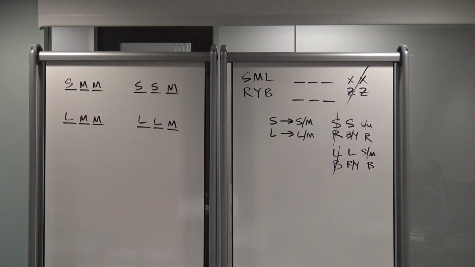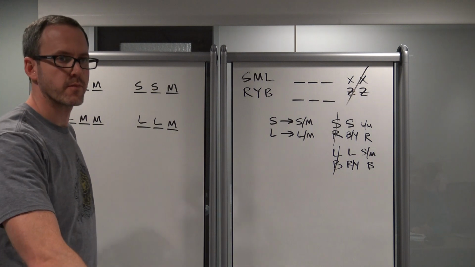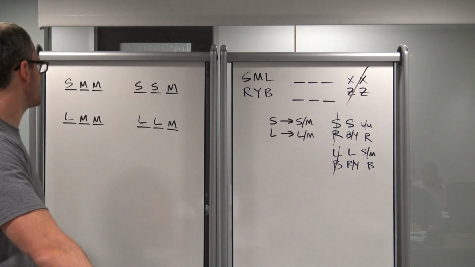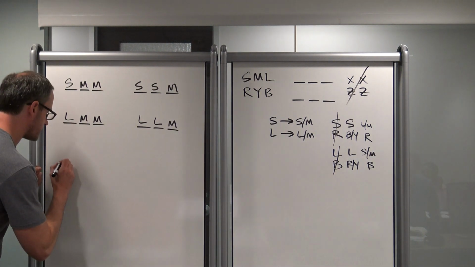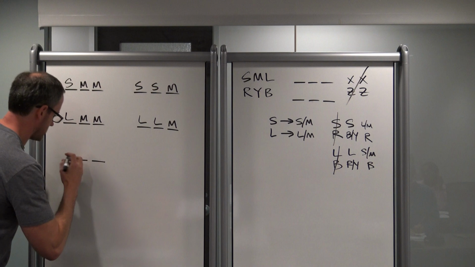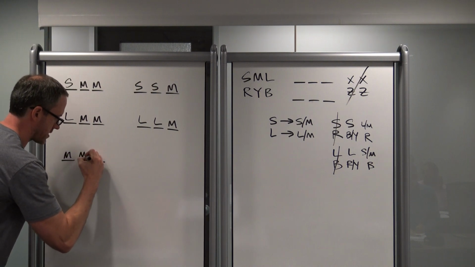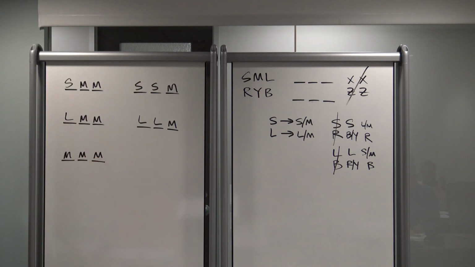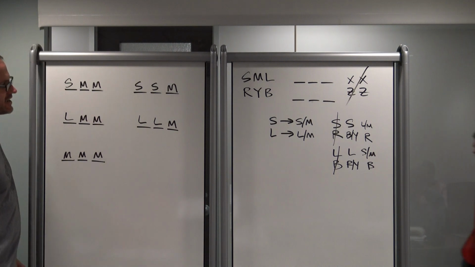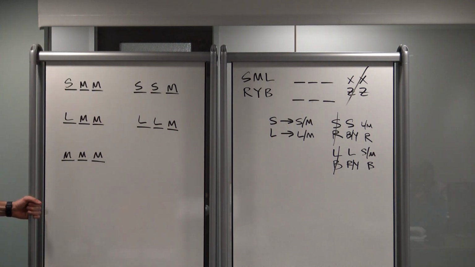Do you technically have 5 worlds? Because couldn't you have medium, medium, medium? You could have medium, medium, medium. That is definitely a possibility. I don't know why I didn't even talk about that. It's not just a technicality. We need that. Okay, good. So we have these 5 worlds.